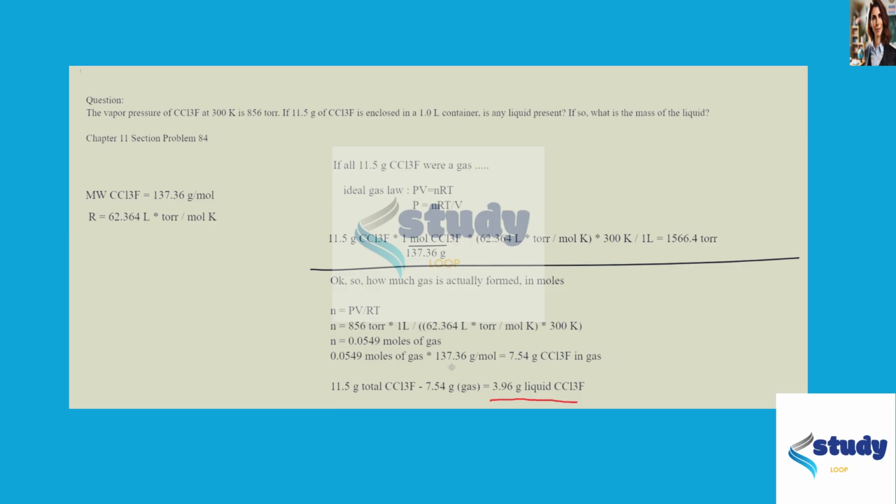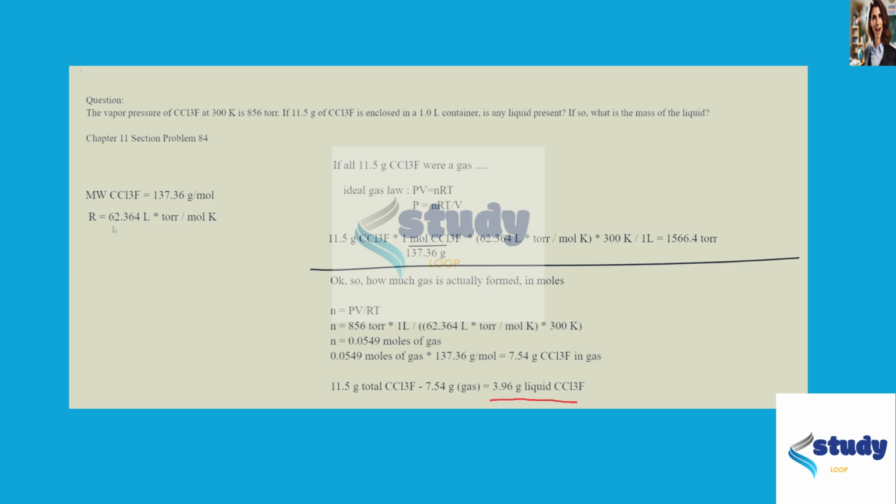And then you can convert that to grams of that gas by multiplying it by the molecular weight. Again, moles times grams per mole is going to be equal to grams. So 0.0549 moles of CCl3F times the molecular weight, which is 137.36, is 7.54 grams of that gas. And then if you subtract that from the total mass provided, which is 11.5 grams, that gives you 3.96 grams of the liquid remaining.